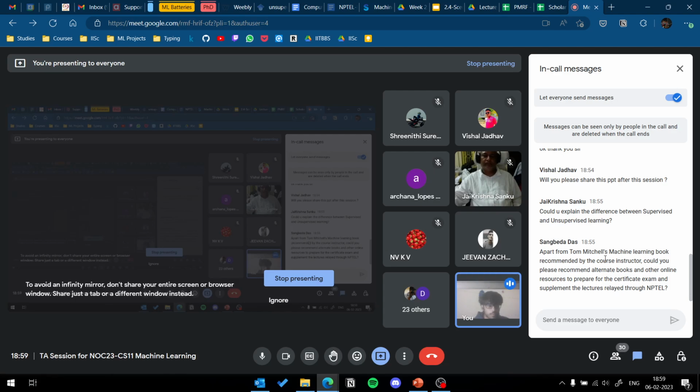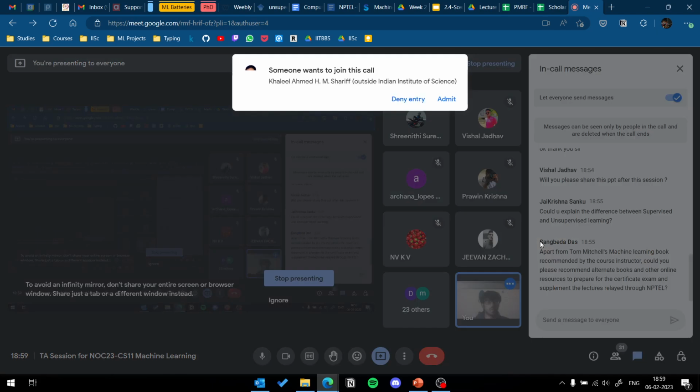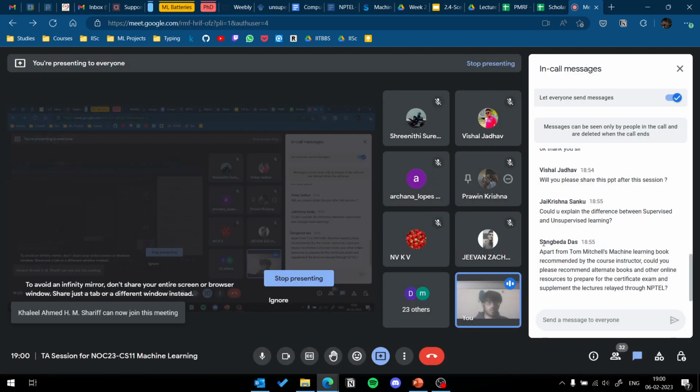Apart from Tom Mitchell's learning book recommended by the questionnaire, could you please recommend alternate books and other resources to prepare for the certificate and supplement the lecture? I personally don't have any recommendations for books apart from Tom Mitchell's book, because I have also been only studying that book. If you want more knowledge, there are more courses available online, so you can go through those.